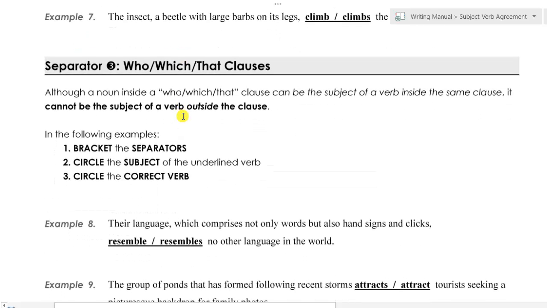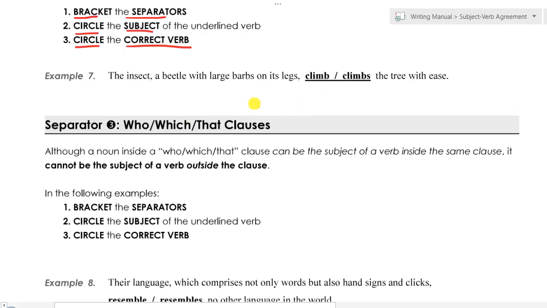In example 7, we have the insect, a beetle with large barbs on its legs. So notice this is an appositive phrase. This is a noun phrase centered around this noun beetle, and that noun phrase is just renaming the insect, which is the subject of our sentence. The insect climbs the tree with ease. There is another prepositional phrase separator at the end of this sentence that we could bracket.